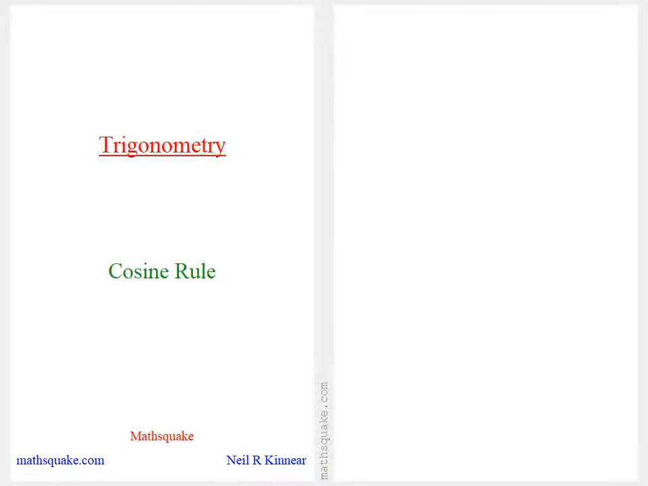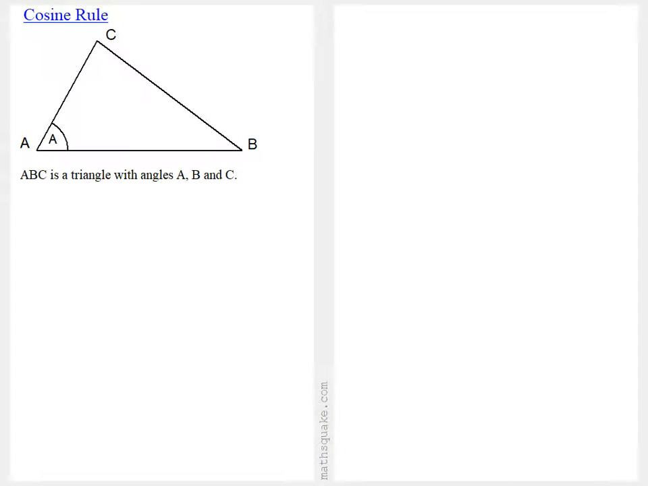Trigonometry, the cosine rule. Suppose we've got a triangle ABC with angles A, B and C. Then the side lengths are small a, small b and small c, where a is the side opposite the angle A, b is the side opposite the angle B, and little c is the side opposite the angle C.